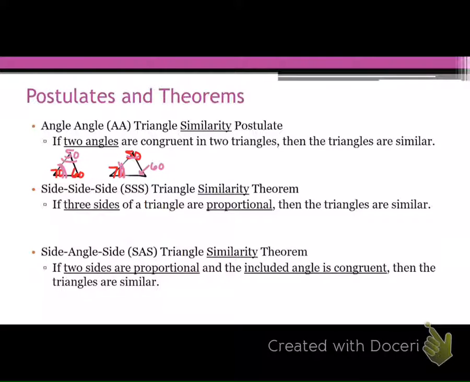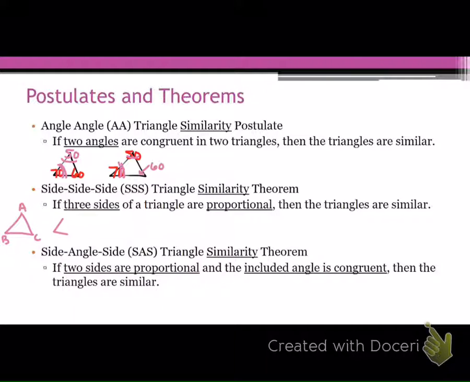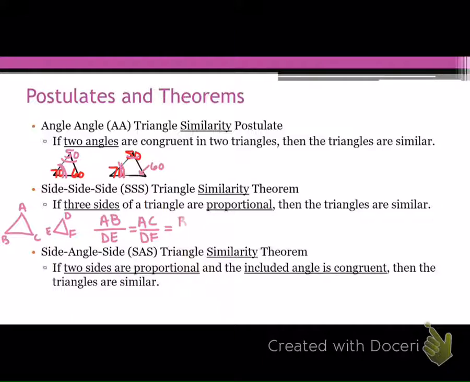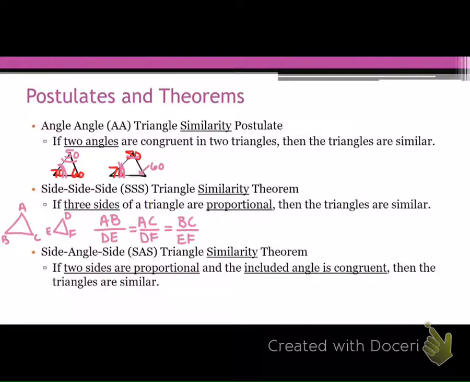Side-side-side similarity theorem. That does not mean all of the sides are congruent. It means all of the sides are proportional. You know how we've been setting up those ratios and proportions? So that's what that's saying. If three sides of the triangle are proportional, meaning they simplify to the same scale factor, then the triangles are similar. For example, if this is triangle ABC and we're trying to make it similar to triangle DEF, we need to say that AB over DE equals AC over DF, which equals BC over EF. That's what I mean by proportional. So you set up that ratio and make sure that they all simplify to the same exact scale factor.